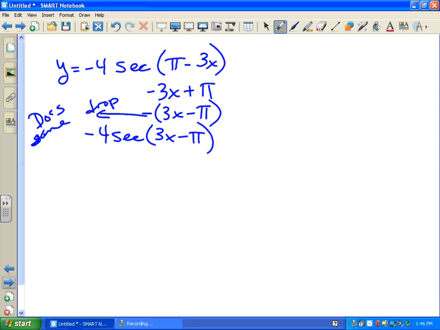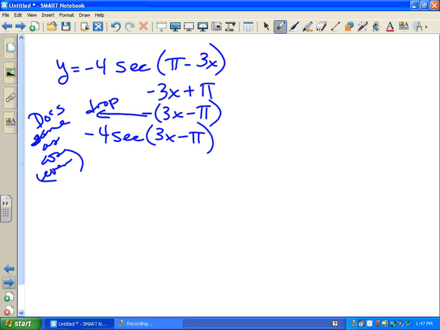Same as cosine. Even function. It's an even function. It throws the negative away. But notice it didn't throw this one away. This one has to stay there because it was in the original problem.